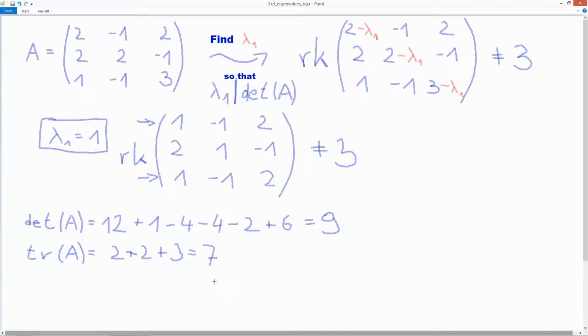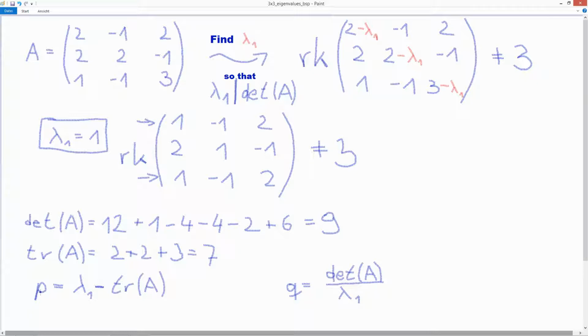Now we have to write down another two numbers, which we call P and Q. P is equal to the guessed eigenvalue lambda 1 minus the trace of A, and the second number Q is equal to the determinant of A divided by lambda 1. So this fraction here.